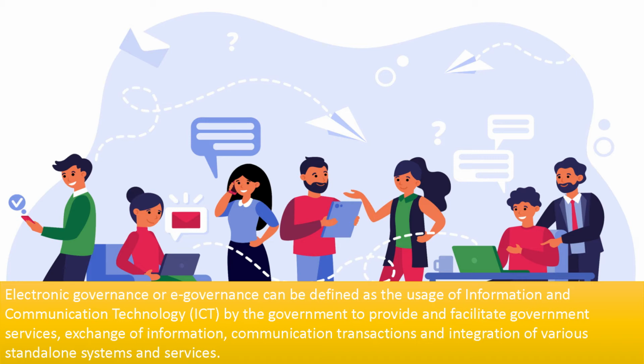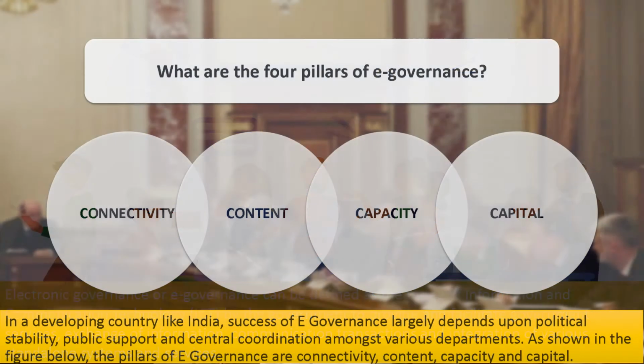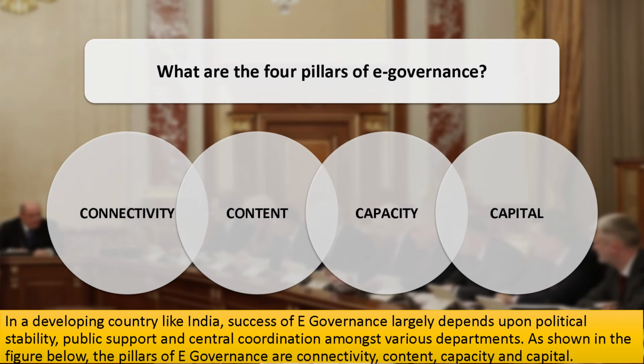So what are the four pillars of e-governance? So in a developing country like India, success of e-governance largely depends upon political stability, public support and central coordination amongst various departments. So the pillars are connectivity, content, capacity and capital.